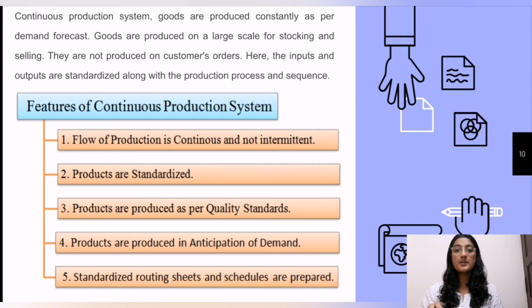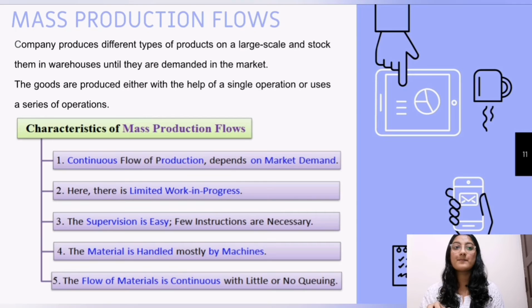Now there are also types under the continuous production system. The two types of continuous production system are mass production system and process production flows. Mass production flow is where the company produces different types of products on a large scale and stocks them in warehouses until the demand arises. An example can be soaps, paste, pens. These can be stored for a long time even after manufacturing, and can be kept in warehouses.